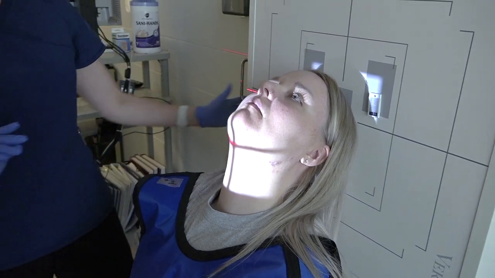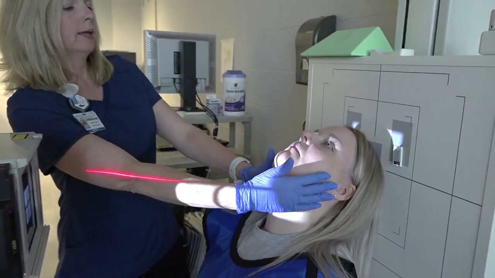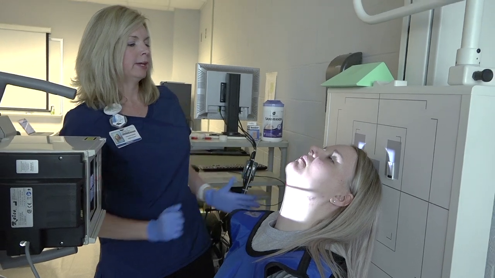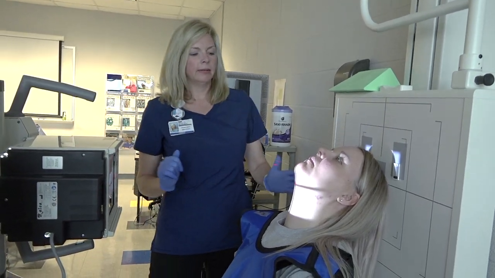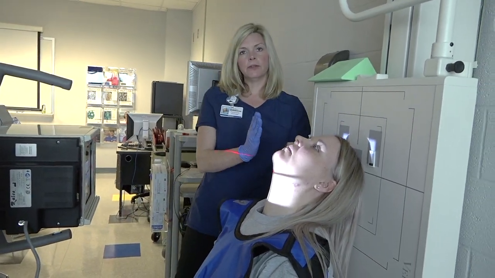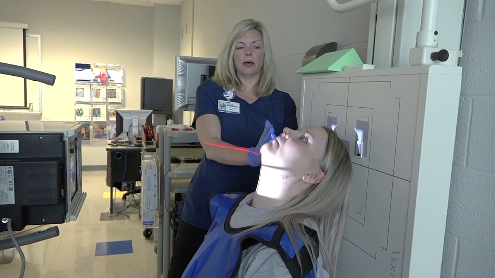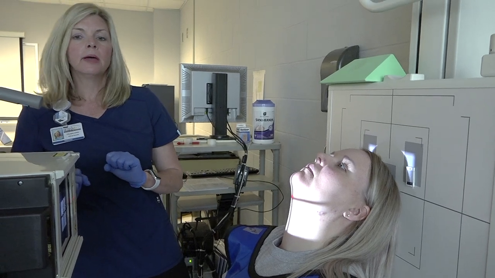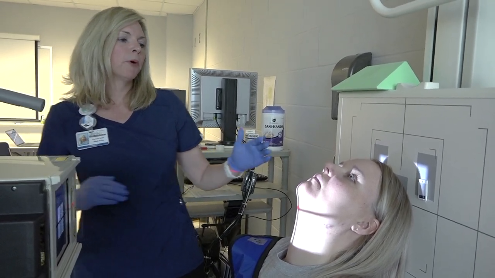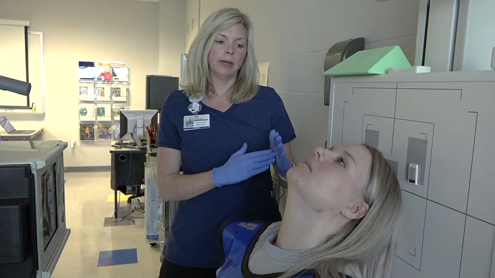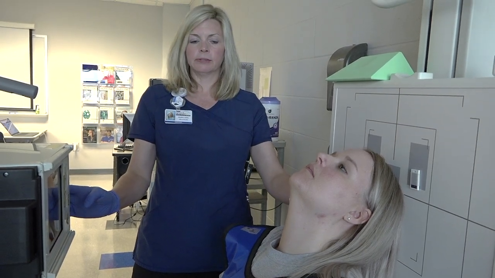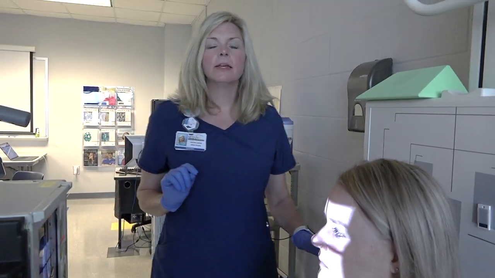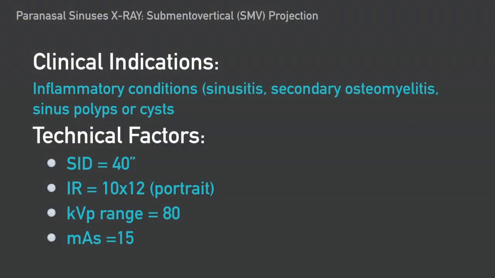We want to do this as quickly as possible because it's uncomfortable for the patient. And if the patient cannot extend their head to make sure the IOML is parallel to the image receptor, then we'll angle the tube so that the CR is perpendicular to the IOML. You can relax. The anatomy demonstrated for the SMV is the sphenoid, the ethmoid, and the maxillary.